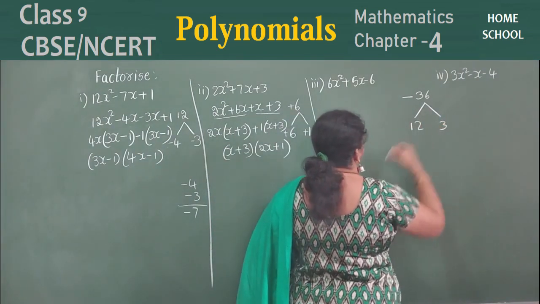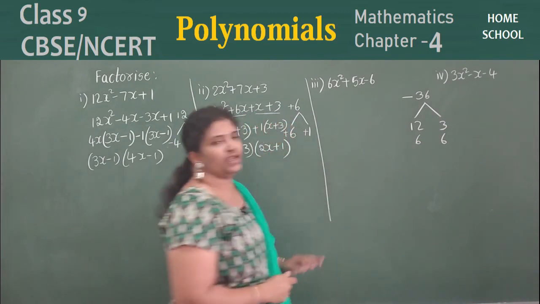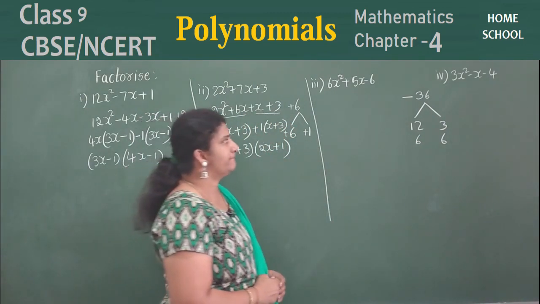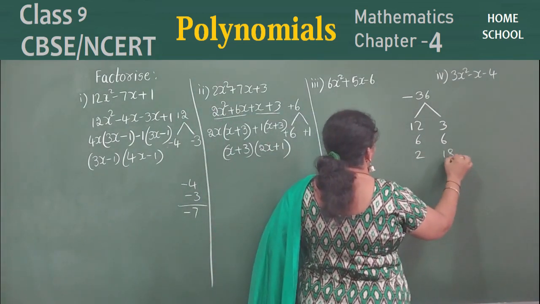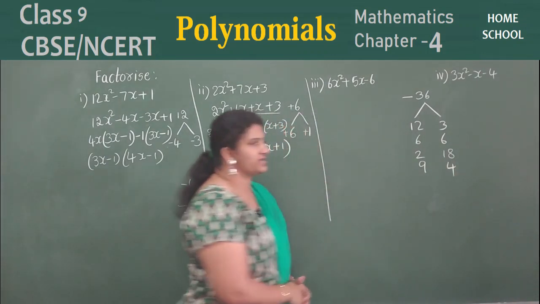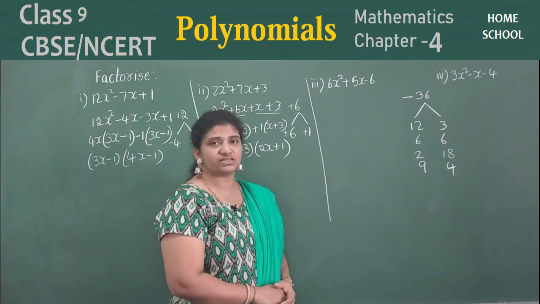12 3s are 36, 6 6s are 36. Right. So still any factors there? 2 18s are 36, 9 4s are 36. See how many factors you can have for 36.